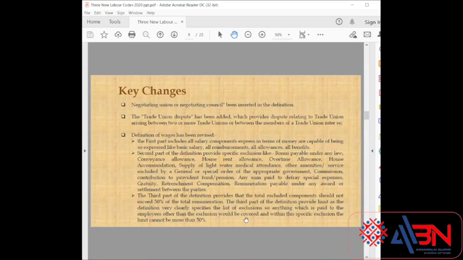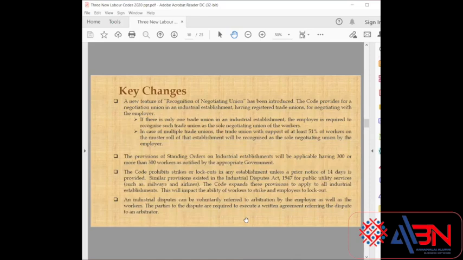So your basic pay will increase. Earlier, in the name of special allowance, your basic pay used to be a very small component, and then there were a lot of other components. But now your basic pay cannot get less than 50% of your pay. So negotiating union, I've already discussed.